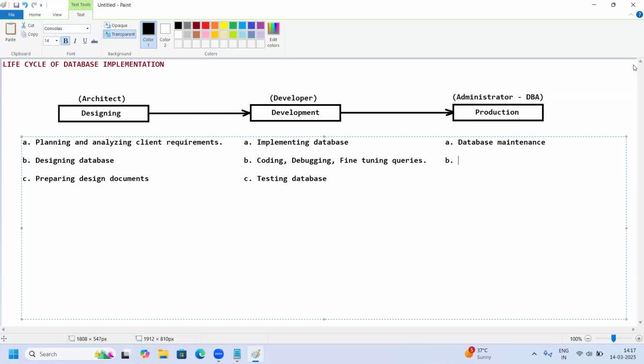So that is the reason why you always say that if designing goes perfect, development goes perfect. If development goes perfect, administration goes perfect. If designing is wrong, development goes wrong. If development goes wrong, maintenance may create some issues. So what is the role of administrator? Simple. Maintenance. Database maintenance.